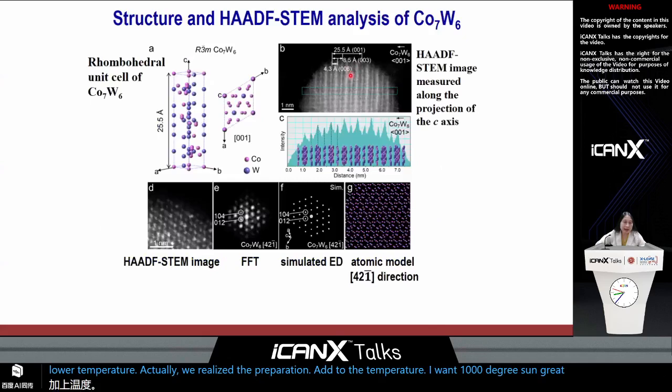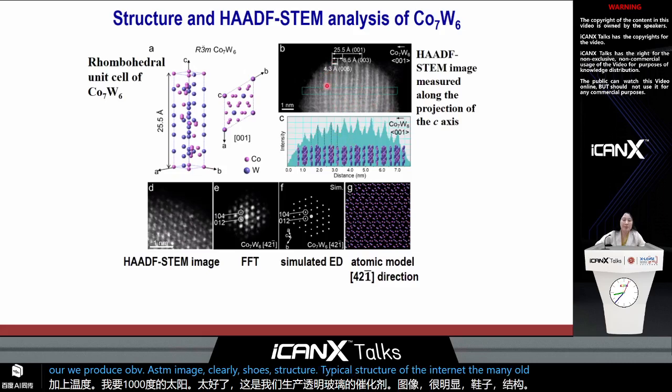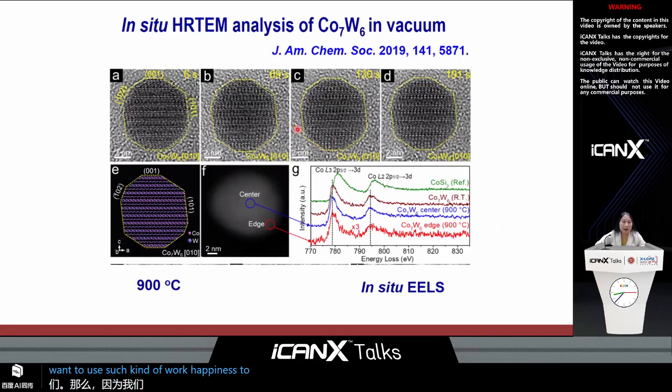This is the catalyst we produced. The high-definition STM image clearly shows its structure. It's a typical structure of intermetallic compounds. Then, because we want to use this kind of catalyst at a temperature beyond 800 degrees, we need to make sure those catalysts are stable at a high temperature.